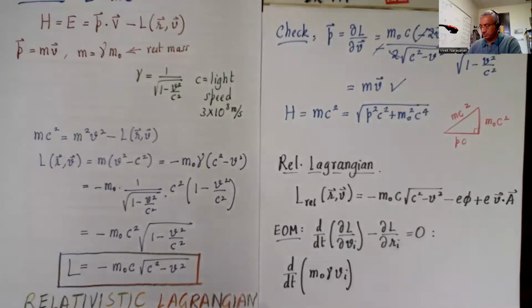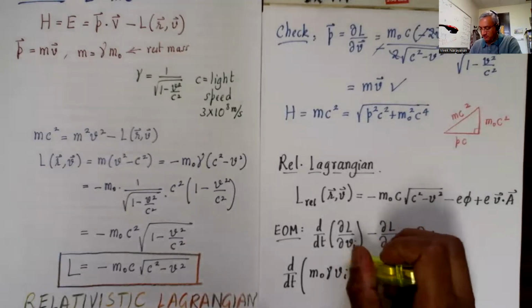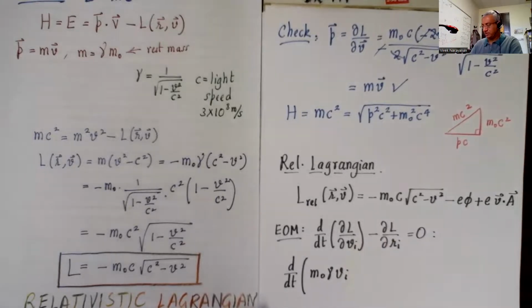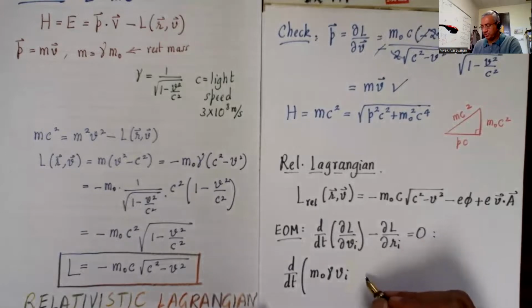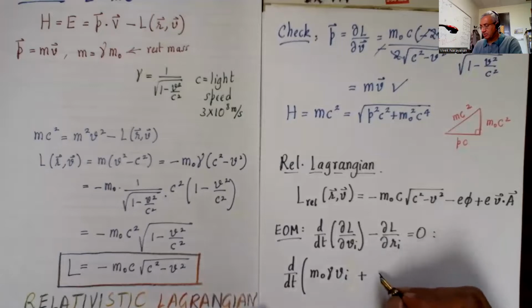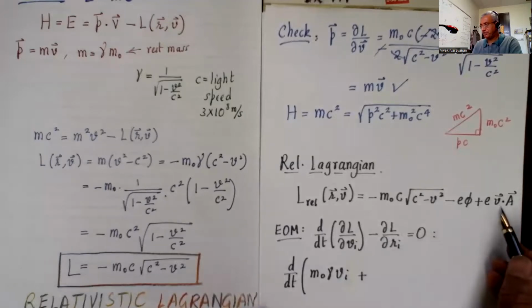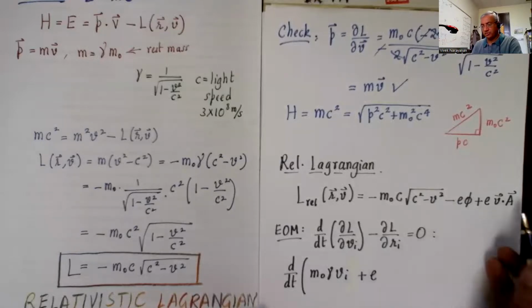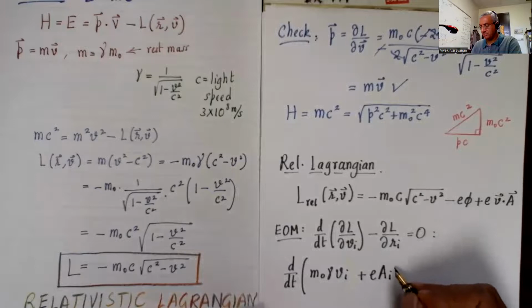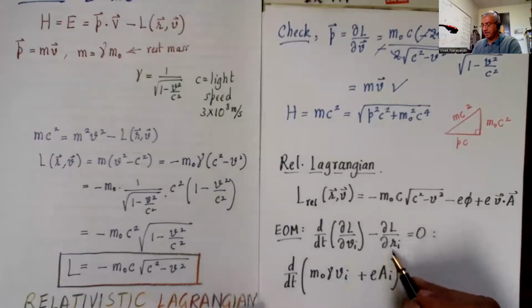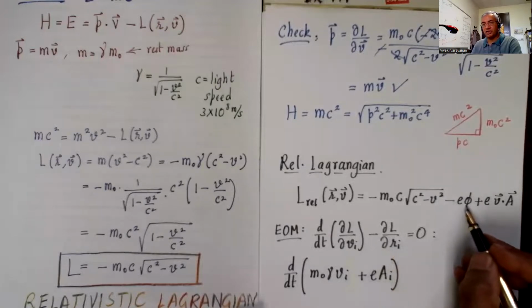Oops, that's not the only term with a velocity though. You also have velocity coming from this term. So when I differentiate that, I'm going to get plus, differentiating with respect to velocity here, so E times del with respect to v_i, so I'm going to get A_i. And then negative del L by del R_i. The R_i terms are only in the potential, in the scalar potential and the vector potential.